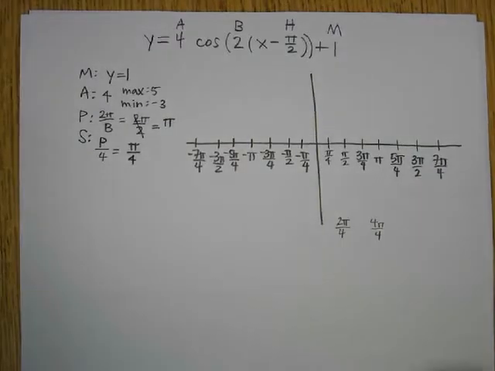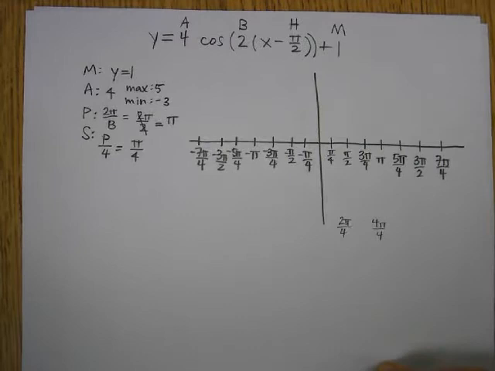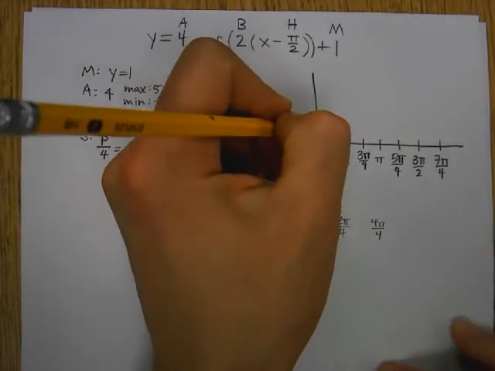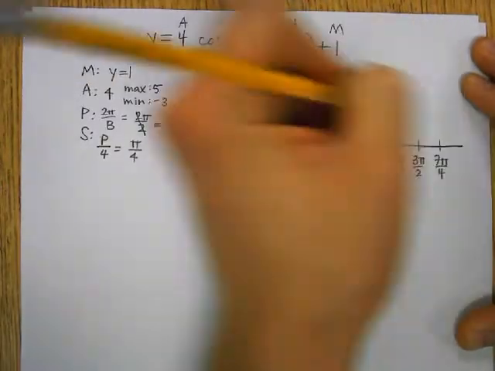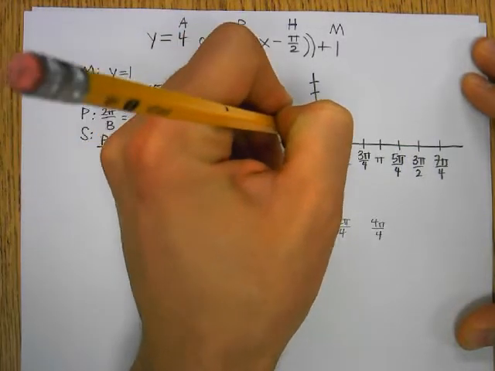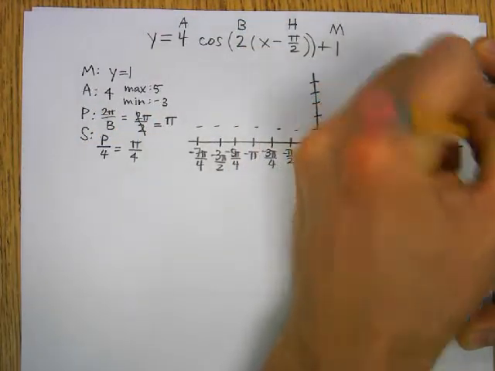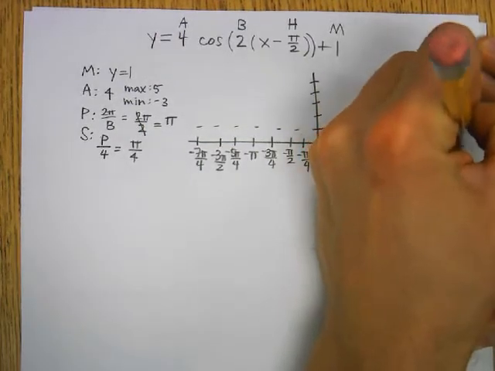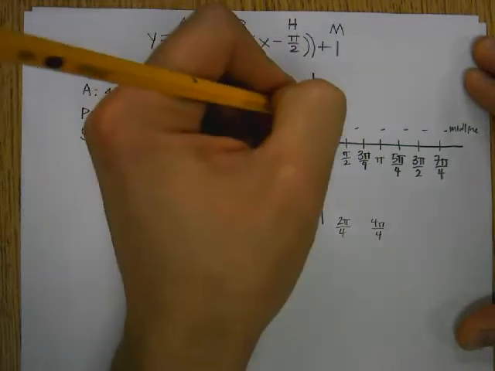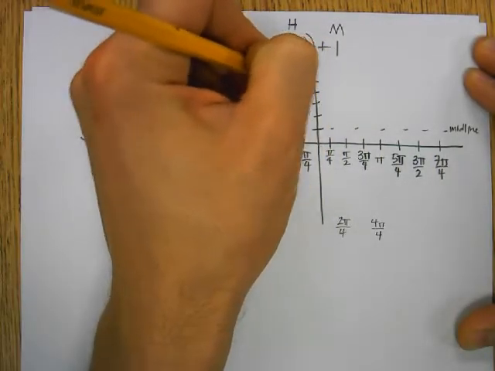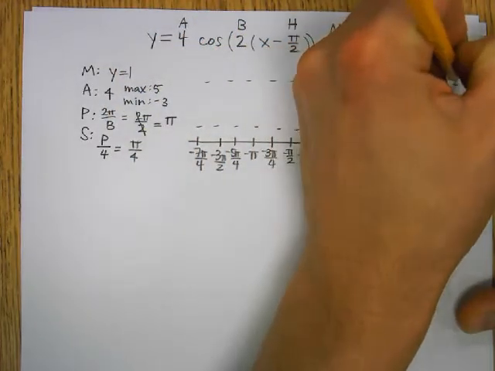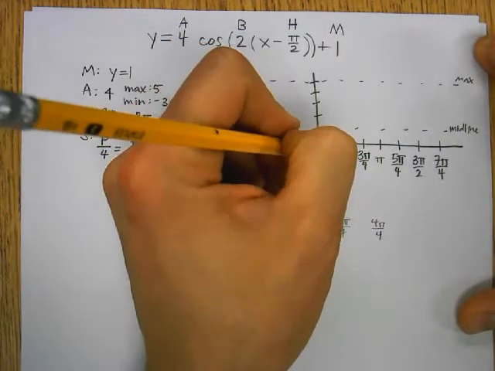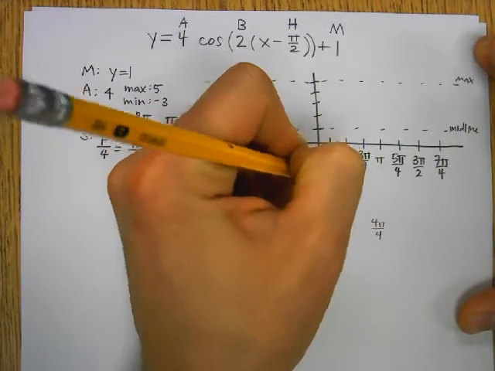All right. Next, I am going to add in my midline. My midline is at 1. So I'm going to go ahead and add a dotted line across and label that as midline. Going to add in the maximum, 2, 3, 4, 5. And the minimum is going to be at negative 3. 1, 2, 3.